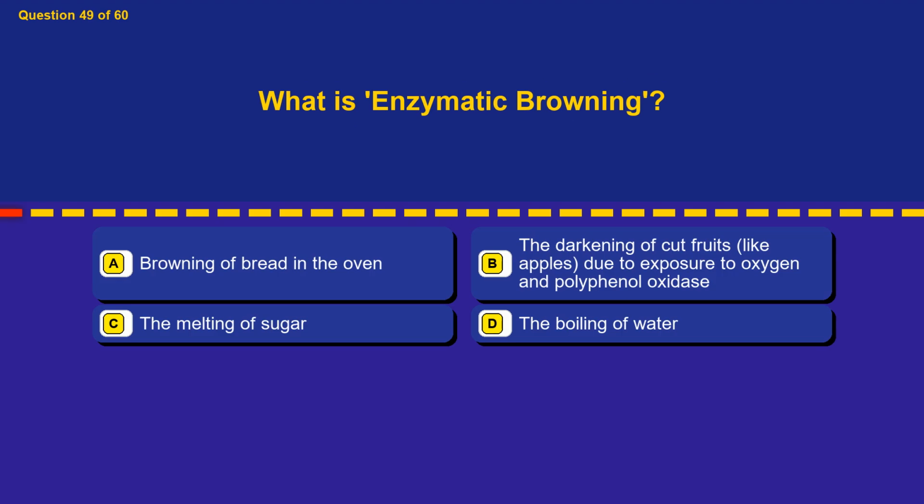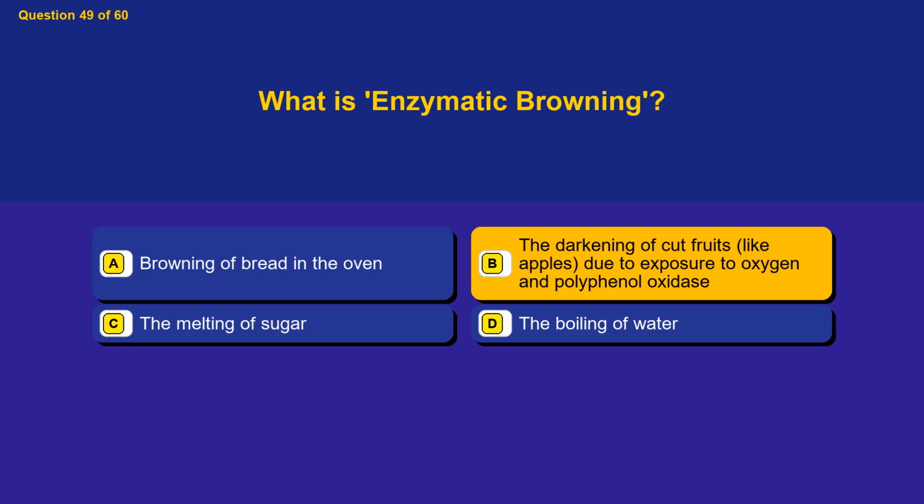Question 49. What is enzymatic browning? Option A. Browning of bread in the oven. Option B. The darkening of cut fruits, like apples, due to exposure to oxygen and polyphenol oxidase. Option C. The melting of sugar. Option D. The boiling of water.